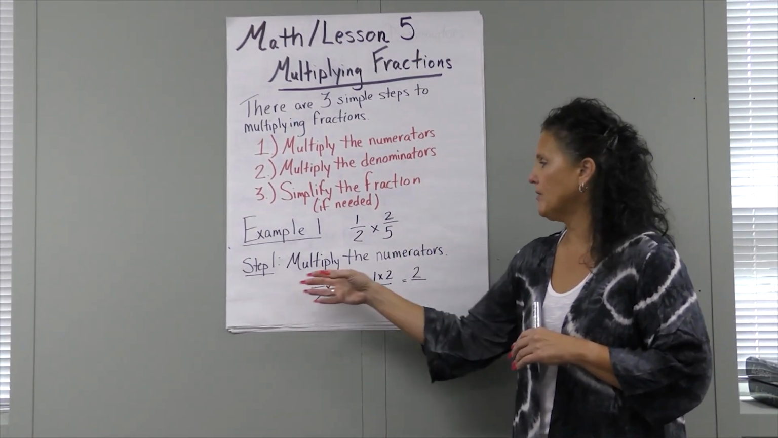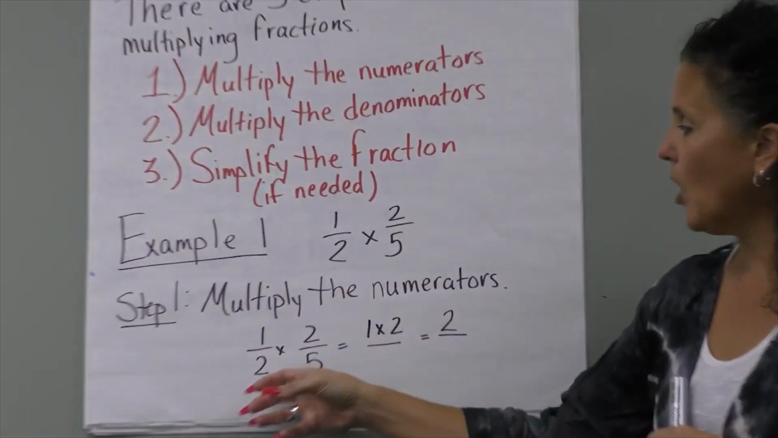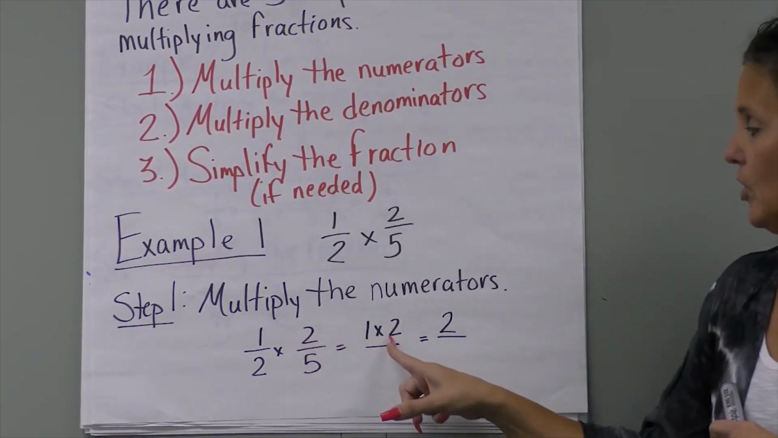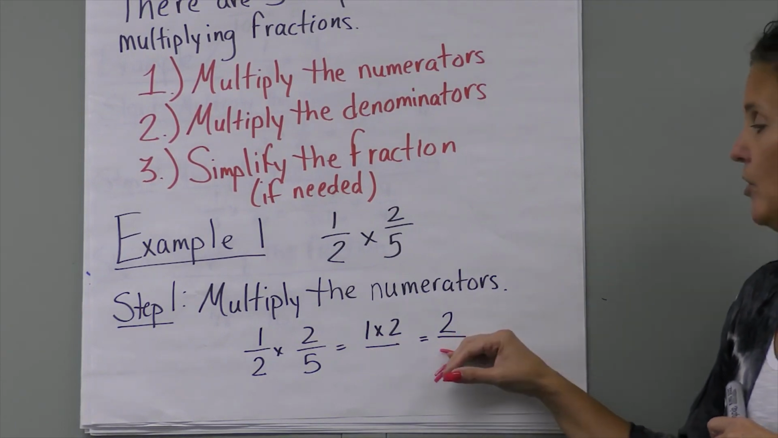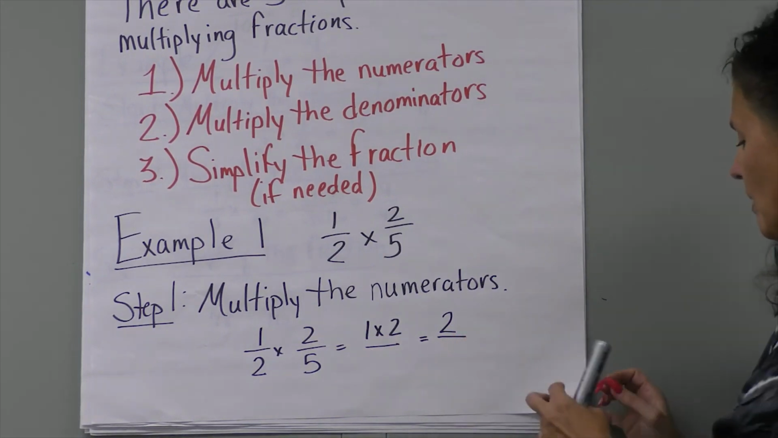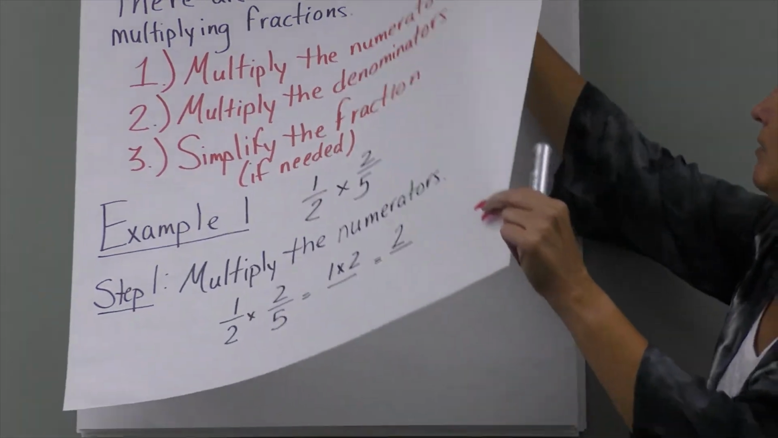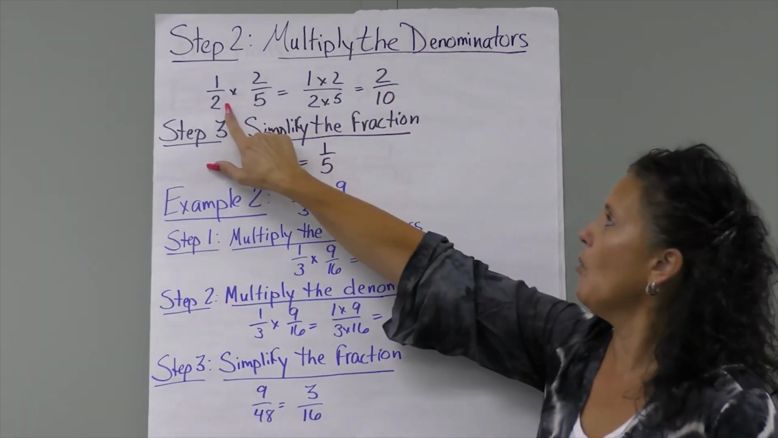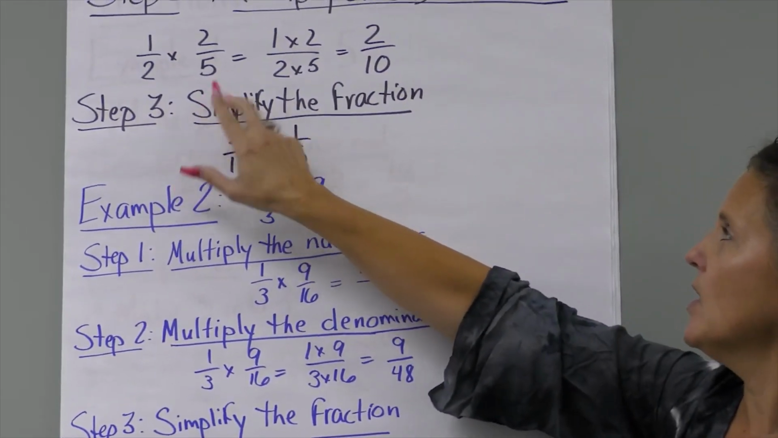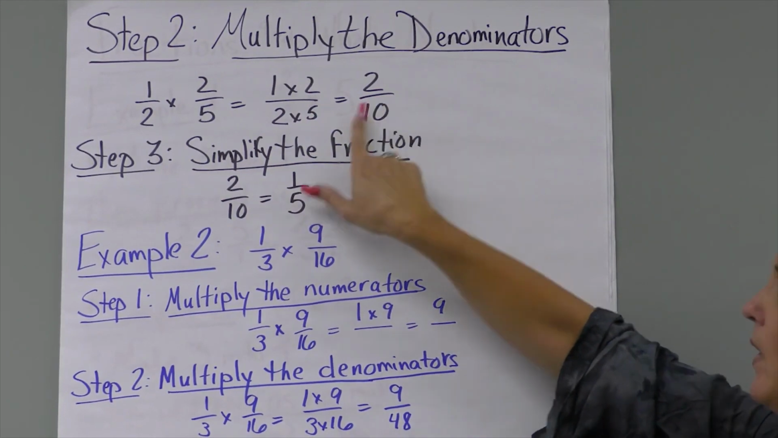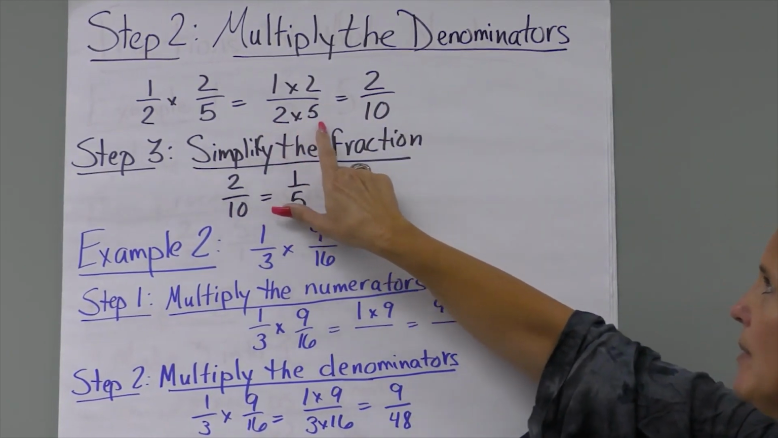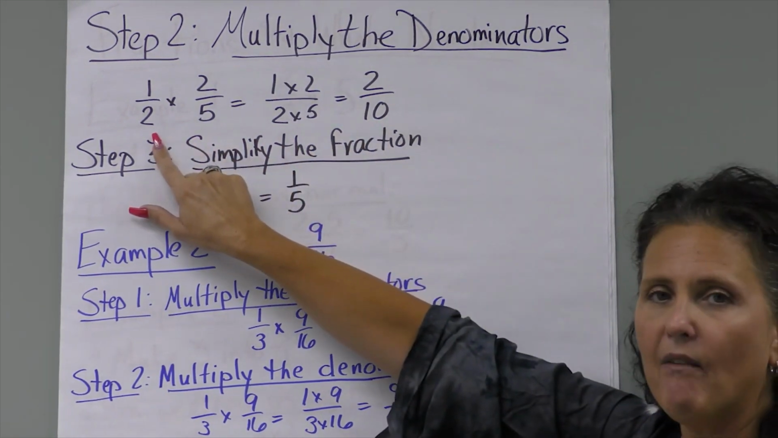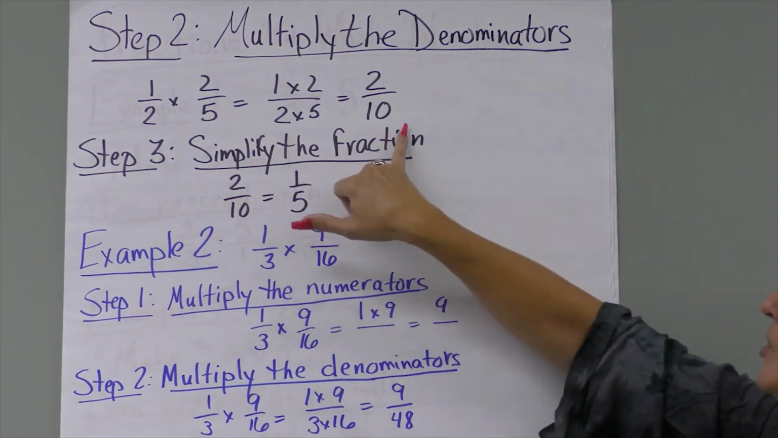So step 1, we have to multiply the numerators. So here's our 1/2 and our 2/5. So over here we take 1 times 2, and that equals 2. So now we have a new numerator for our answer. Then we move on to step number 2. Step number 2, we're going to multiply the denominators. So here's our 1/2 times 2/5. So 1 times 2 is 2. And then if we multiply the denominators, 2 times 5 is 10. So the answer to our question of 1/2 times 2/5 is 2/10.